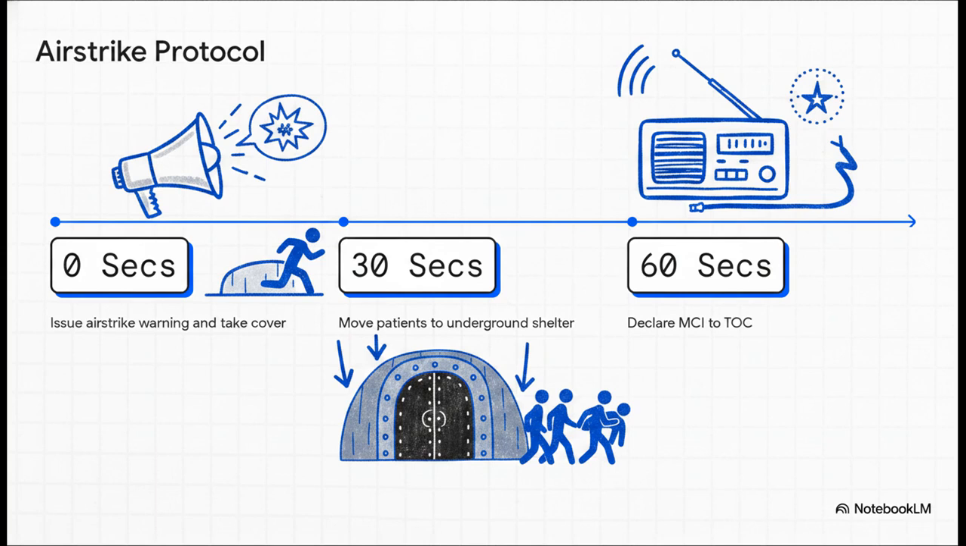At 0 seconds, you issue the airstrike warning, shouting, "All personnel take cover immediately." At 30 seconds, you command, "Brace for impact, move patients to the underground shelter." And by 60 seconds, you are on the radio to the TOC, officially declaring an MCI and activating the bunker protocol. The goal is to save the hospital staff before radio communication is deliberately cut off and you go dark.